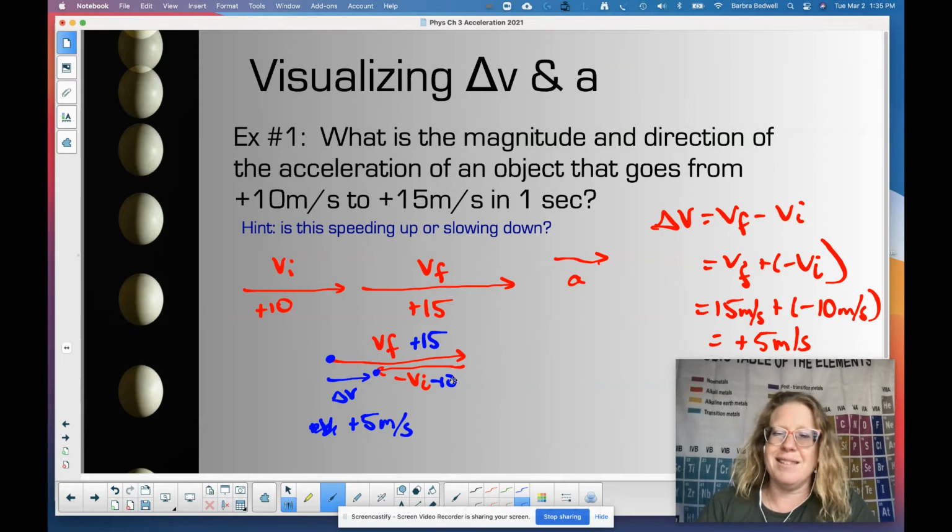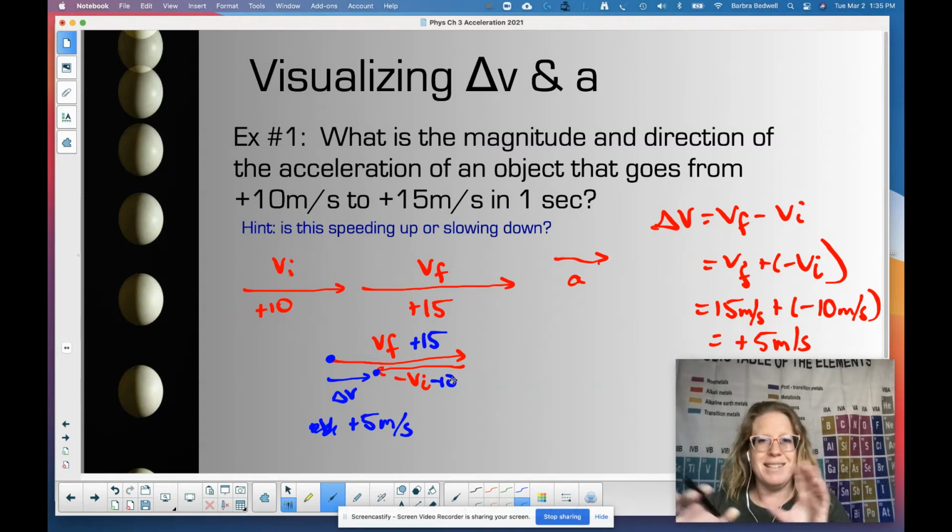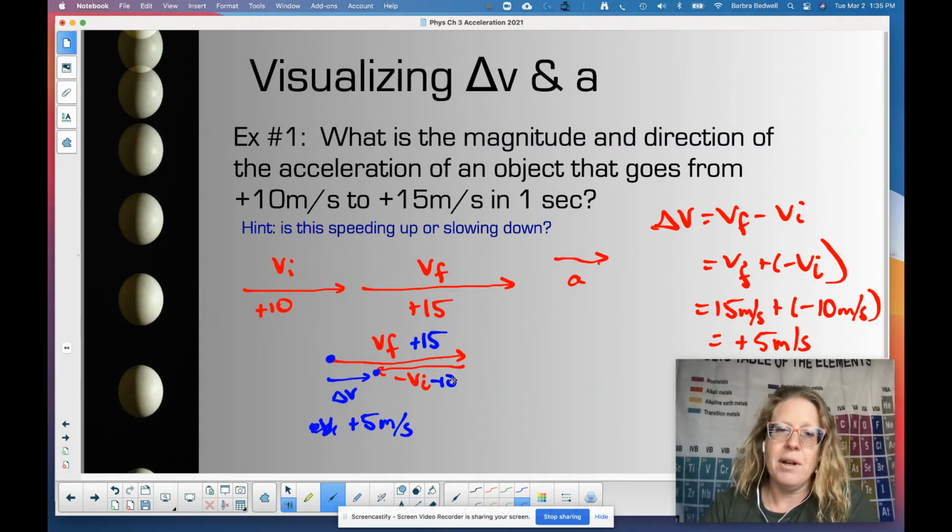I know it feels like, God, this is a lot of work for simple math. I know. But as we get to more complicated situations, you've got to have this idea about how we add these things together for it to make sense.